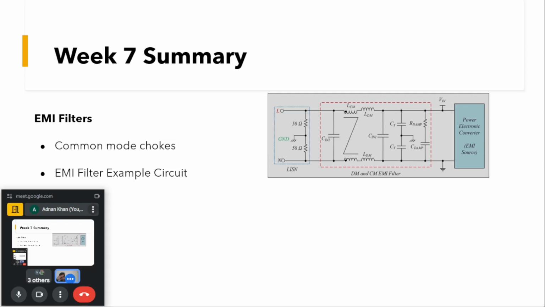This handles the common mode noise, and then there will be some simple inductances for the differential mode noises, and we can see two capacitances. One capacitance is connected between the line and the neutral, and this capacitance is known as the X capacitance. The other capacitance is between the line and the ground. Usually the ground is connected to the chassis, and the capacitances between the line or neutral and the ground are known as the Y capacitances.